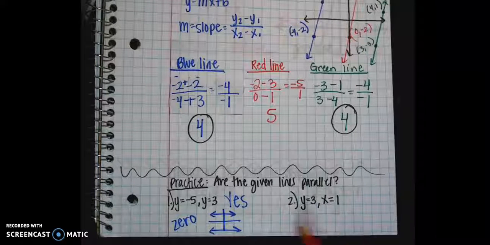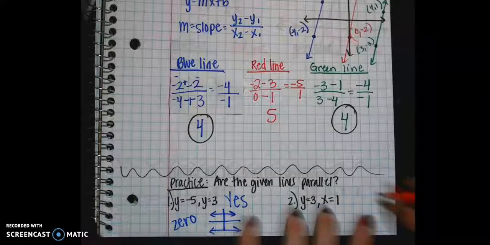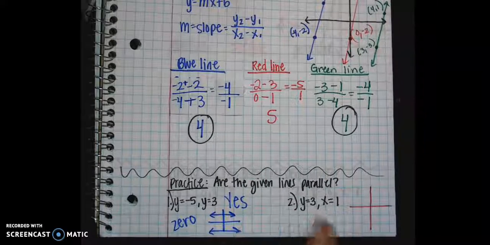So what do you think about number 2? Yes or no? Let's find out. So y equals 3 and x equals 1. If you're not really sure what to do, you don't know how to figure it out, we can always just graph it. So y equals 3.